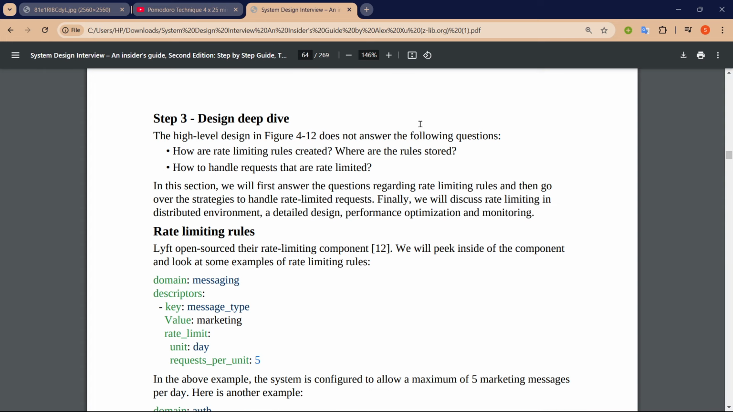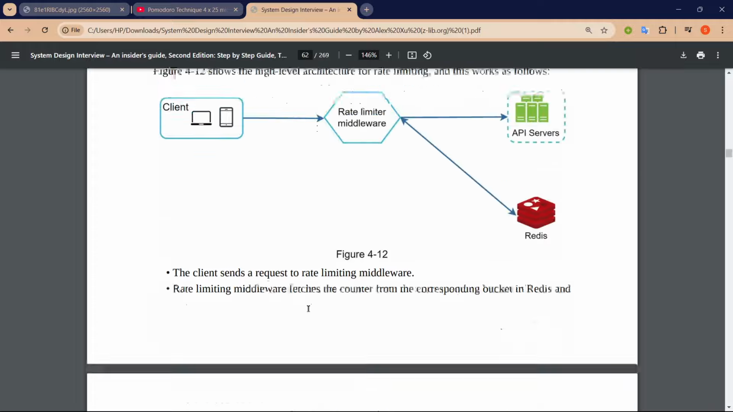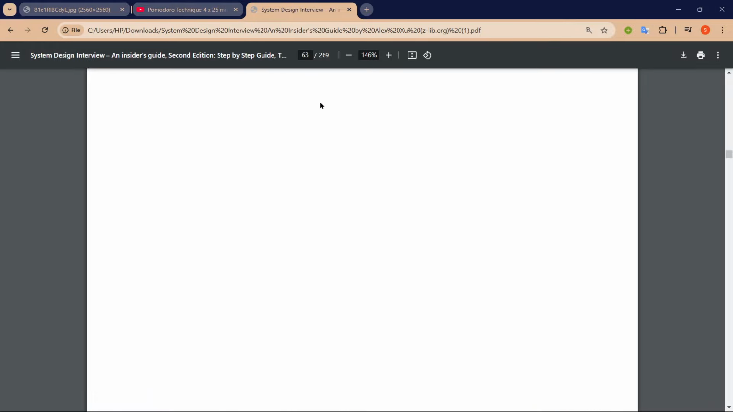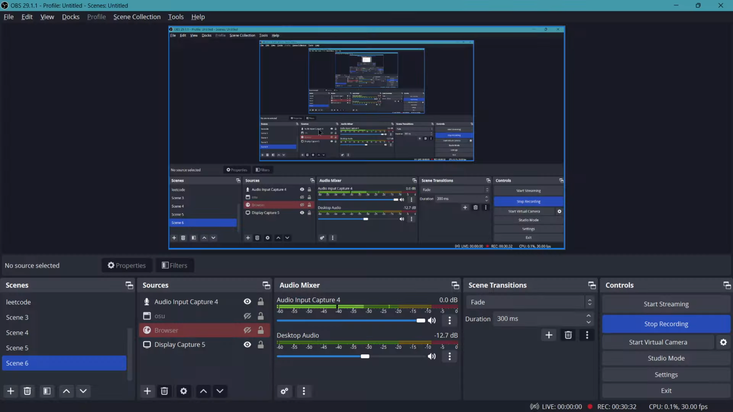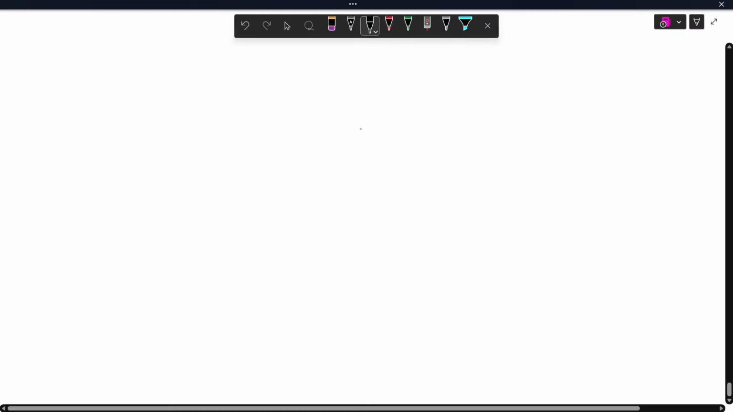Okay, step 3, design deep dive. This is step 3 of explaining our approach to rate limiting. The high level design in figure 4.12. Where is 4.12, bro? Yeah, ये तो थोड़ा high level design ही है बस. High level पे देखा है.